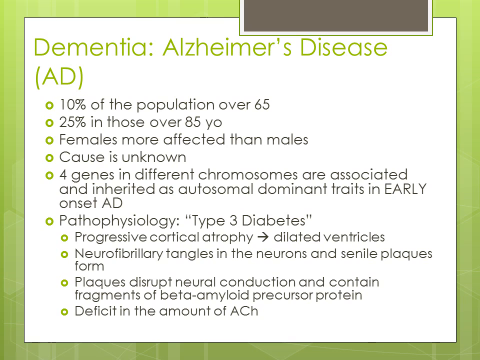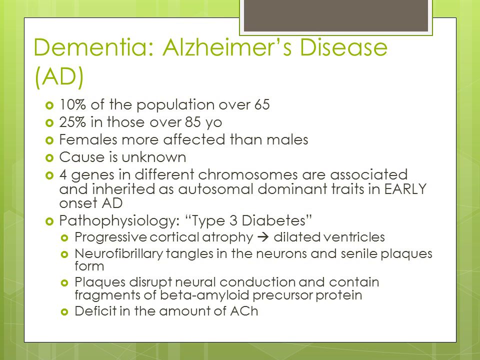So next we have dementia, and I'm really going to talk mainly about Alzheimer's disease. This is really quite common. So 10% of the population over 65 and about a quarter of the population over 85. Somehow, again, females are more affected than males, and they really don't know the cause. There are some genes that are associated more with early onset Alzheimer's disease. And there's also the new theory that this is the type 3 diabetes. So this might be how glucose dysregulation manifests in the brain over the long term.